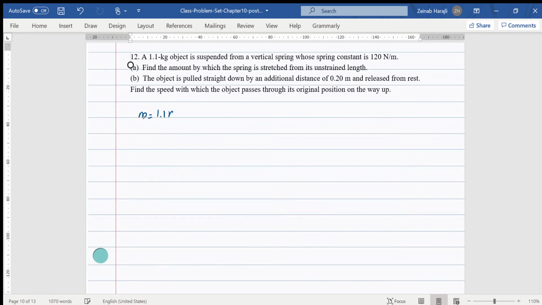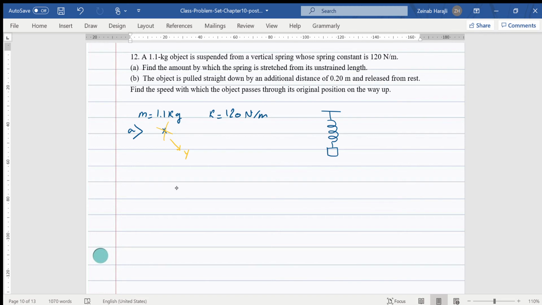We know the mass, we know the spring constant, and in part A we want to find the amount by which the spring is stretched. So we basically want x, the elongation, right? And now here, since the object is suspended from a vertical spring, I would actually prefer to change this and write it as y because we have a vertical displacement here.